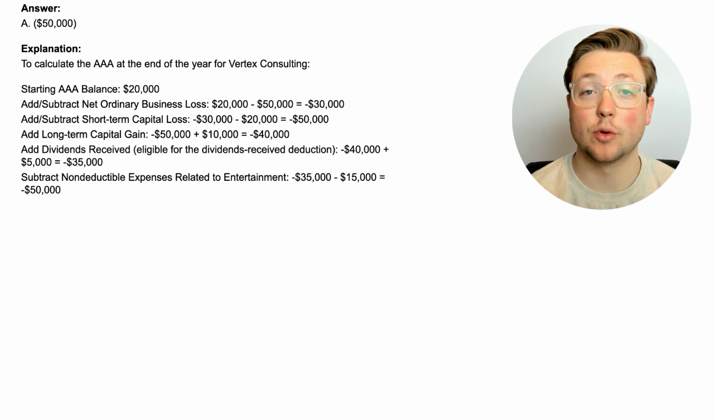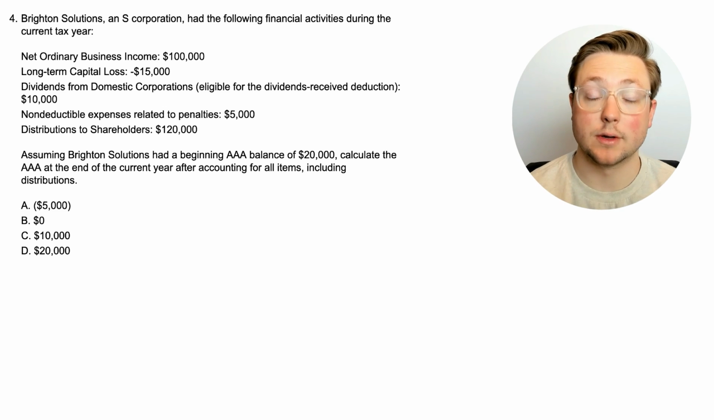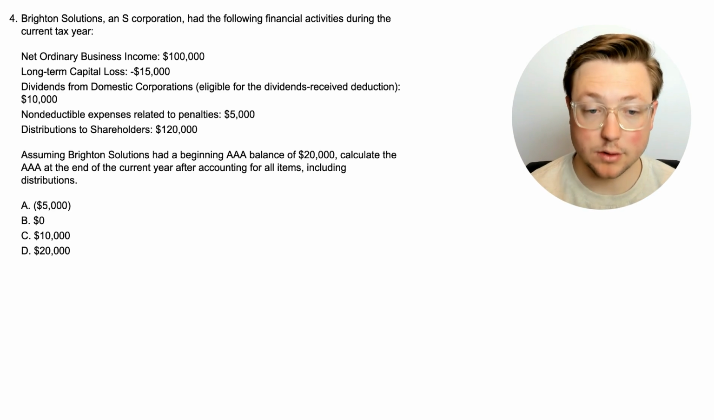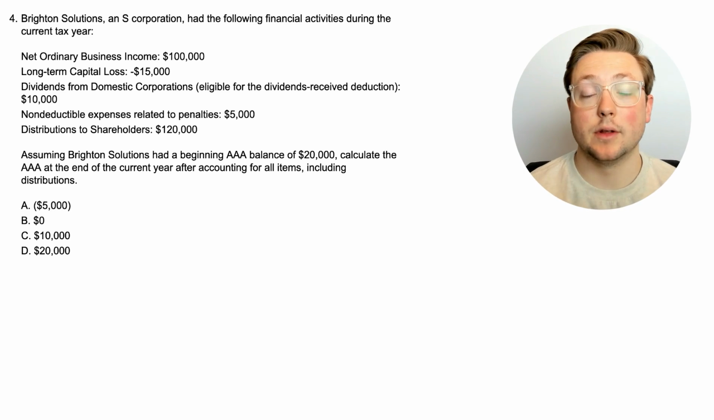All right, let's go to the final question for this video. All right, here is question 4. Brighton Solutions, an S Corporation, had the following financial activities during the current tax year. Net ordinary business income of $100,000, long-term capital loss of $15,000, dividends from domestic corporations $10,000, non-deductible expenses of $5,000, and distributions to shareholders of $120,000.